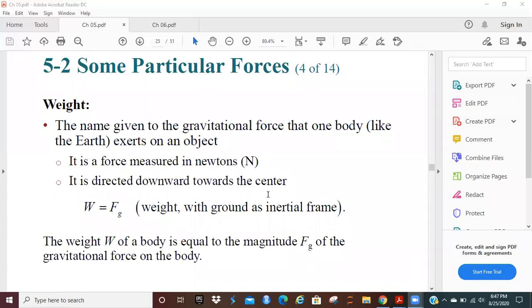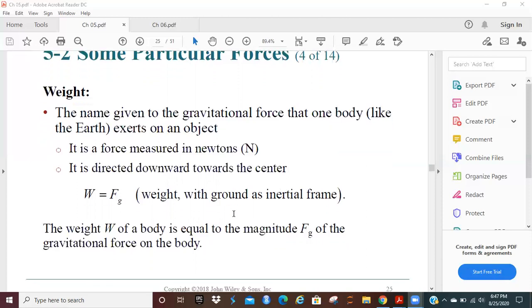So weight is going to be the name given to the gravitational force that one body, like the Earth, exerts on an object. It's a force that's measured in newtons, and it's directed down towards the center. The weight of a body is going to be equal to the magnitude F_G of the gravitational force on the body.